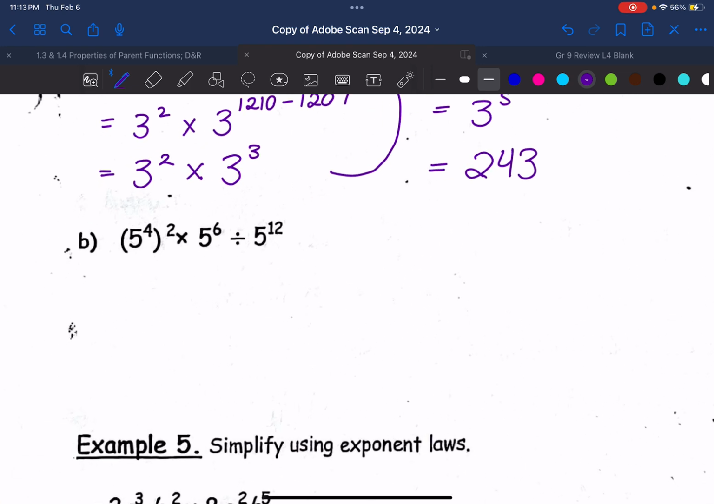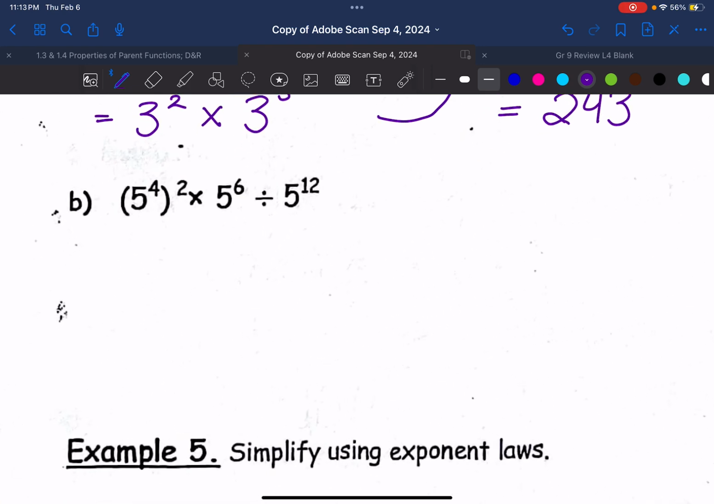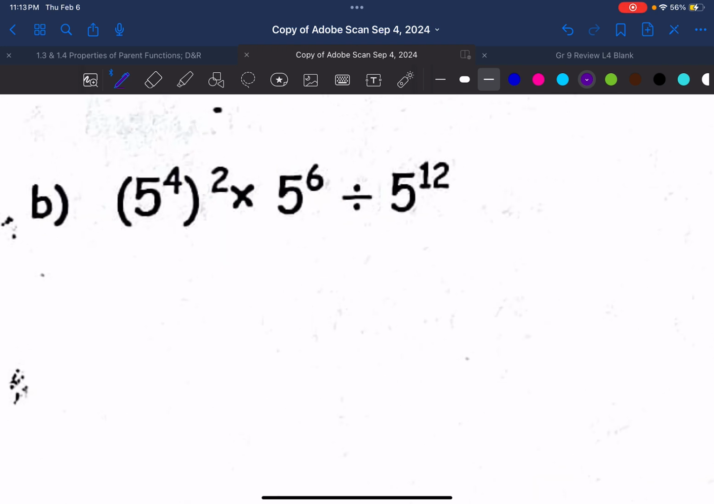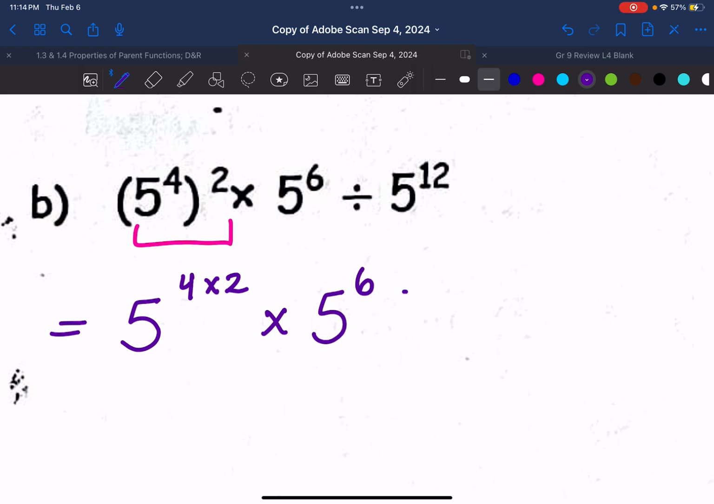With example B, you could pause the video here, try it, and see if you can get it. I'm going to work along as well, so I'll see if I get the same thing as you. But okay, I see, for example, this happening first. I've got a power to a power. I should probably address that first, and according to the power of a power rule, I need to multiply those exponents. So this first term is really going to turn into 5 to the power of 4 times 2. And the rest I will leave the same for now.